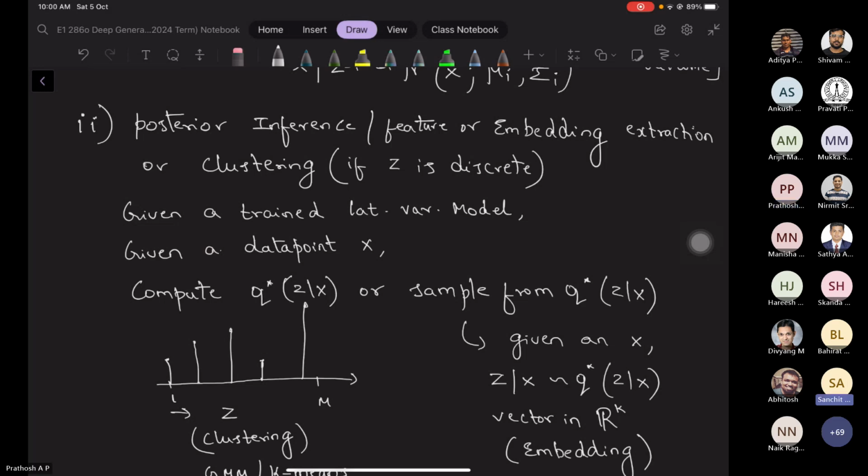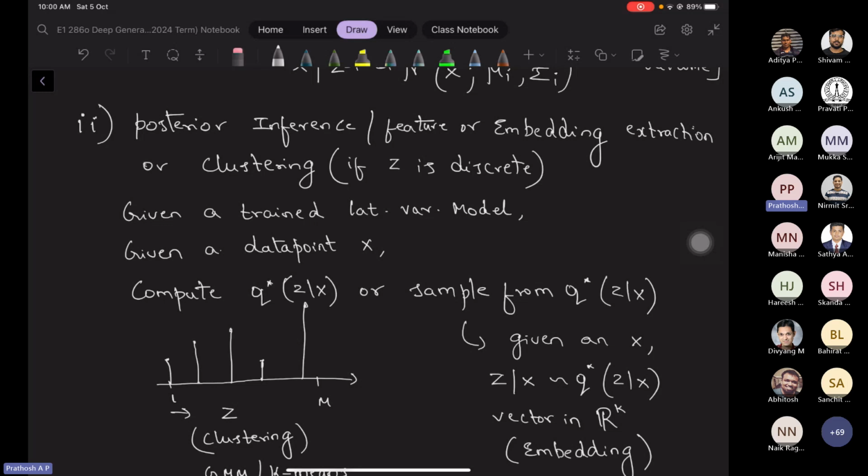Sir, in the embedding case, the resultant vector will be a one hot vector, right? No, no, no. It is not one hot. See, that's what I'm saying. Think of an autoencoder, right?